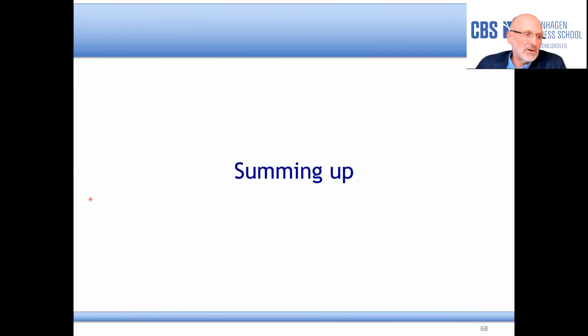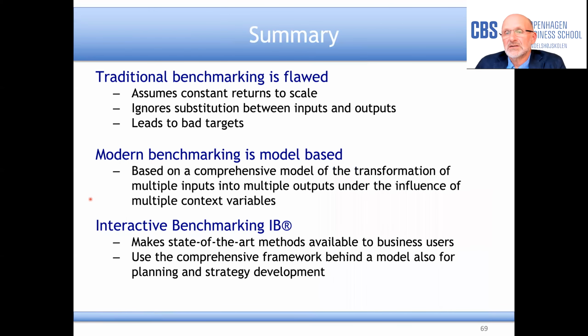So to sum up this rather long presentation, let's just state a few facts. We first discussed traditional benchmarking. We saw that it was flawed, this KPI-based analysis, because it assumes constant return to scale. It ignores substitution between inputs and outputs. And it also ignores the allocation between different processes. So therefore, there's a risk that it will lead to bad and misleading targets to strive for.